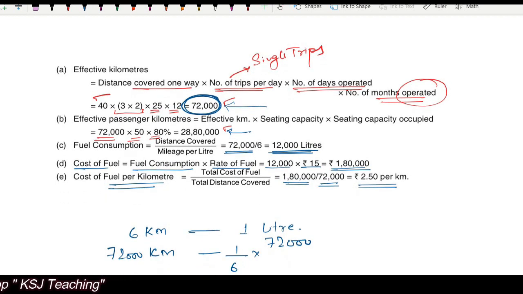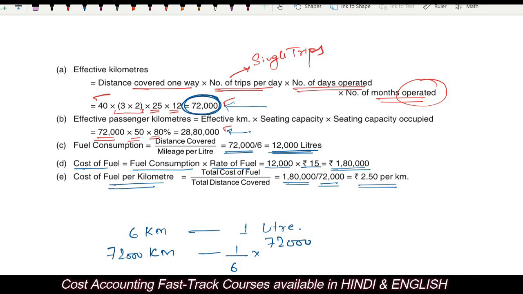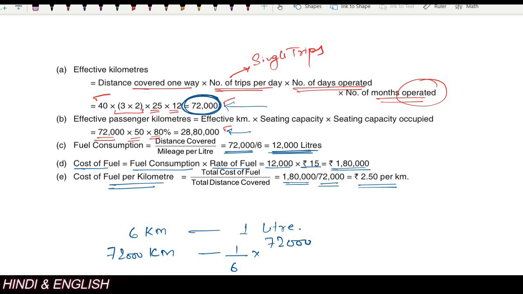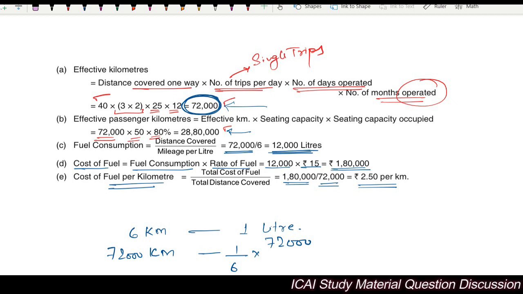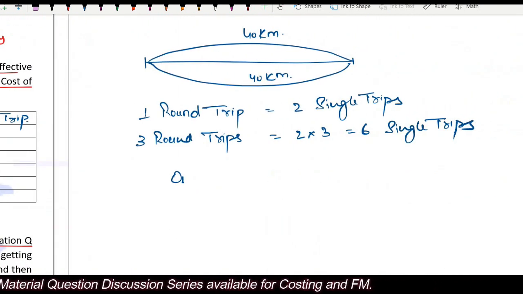Because the fuel cost is irrespective of the passengers, whether you're carrying 50 passengers or you are carrying 40 passengers, right? Your fuel cost is not going to change. So fuel cost is dependent upon only the distance being covered, only and only on the effective kilometers. Clear? And be careful about the round trips and the single trips. The distance being covered one way is 40. One way means the distance being covered for one single trip.